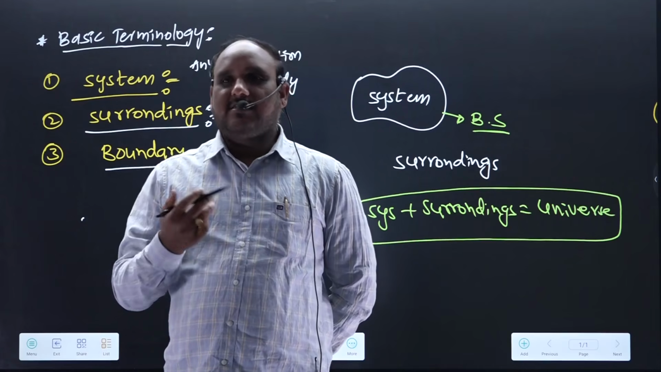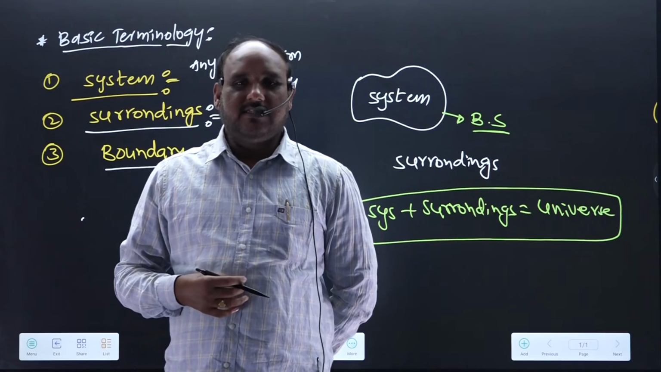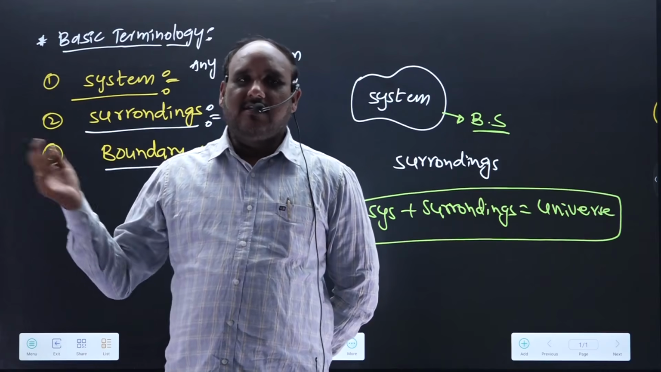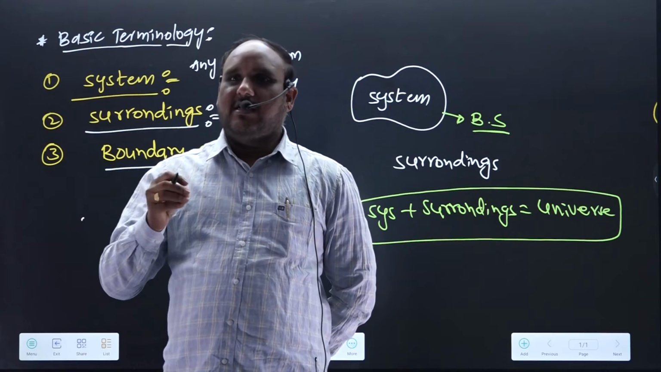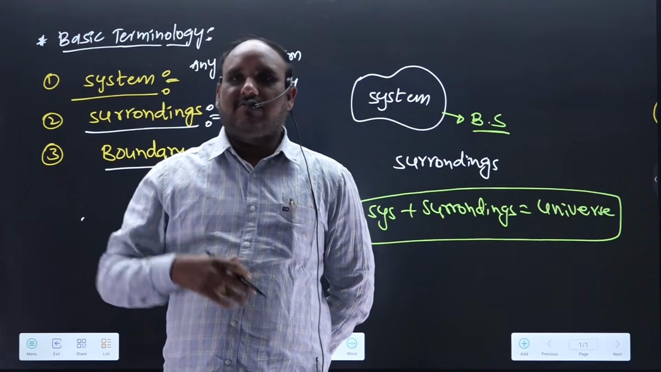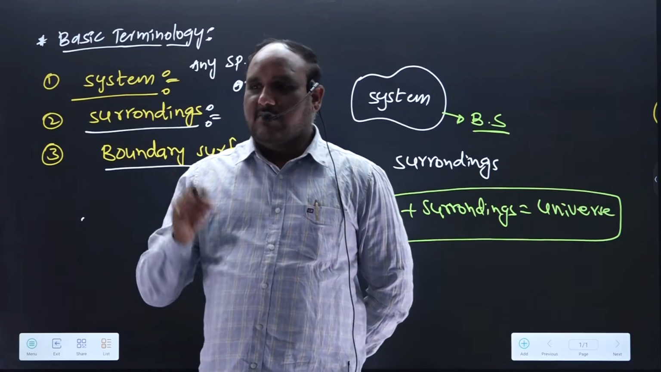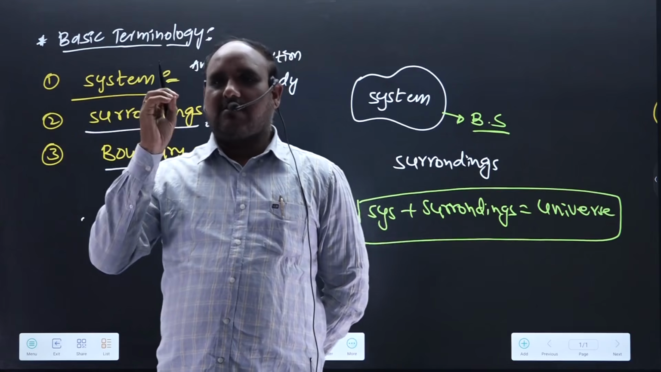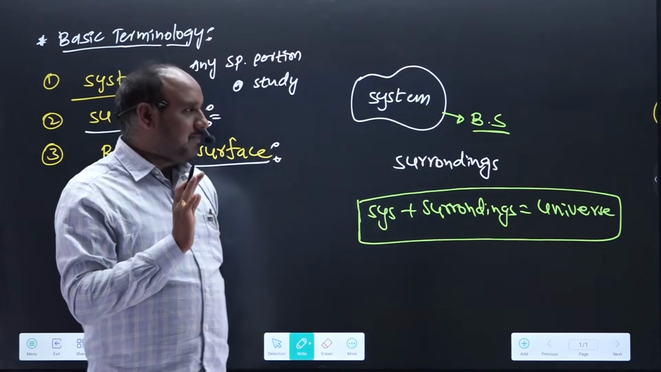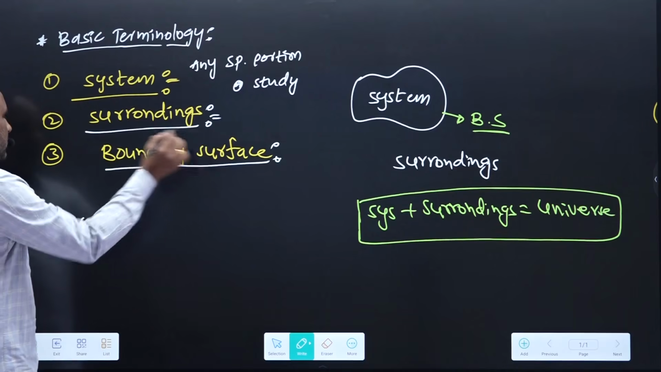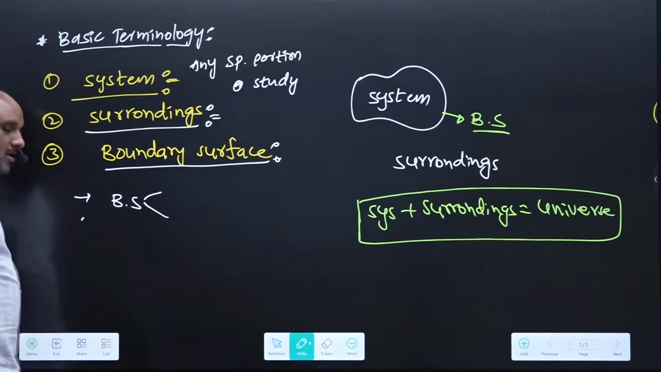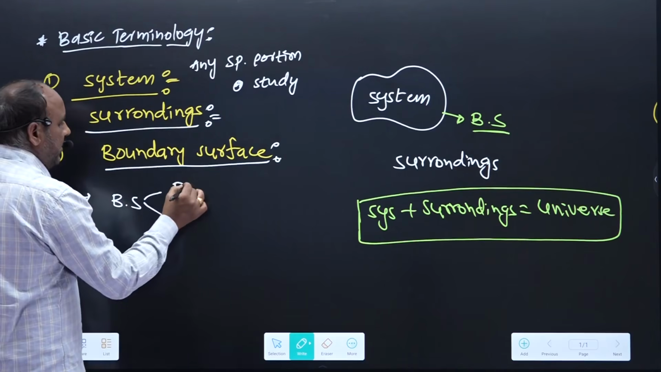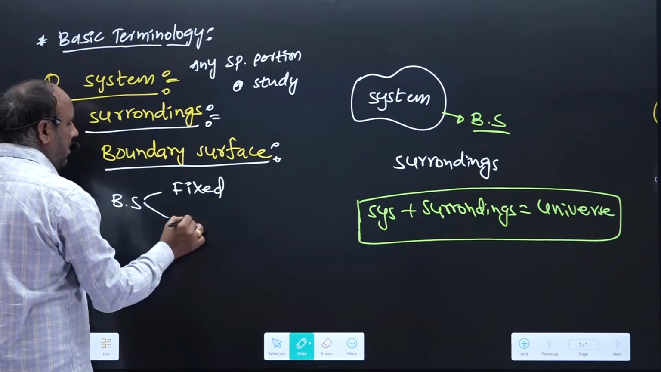If our country India is the system, the other countries are surroundings. System plus surroundings, our country and the remaining countries, becomes the universe, right? Like that, whatever is under our observation is called system. These boundary surfaces may be fixed boundary surface or movable.